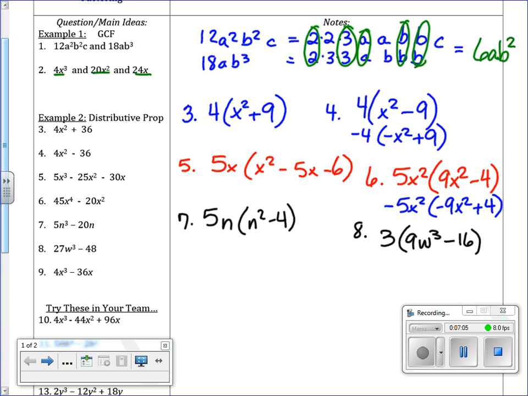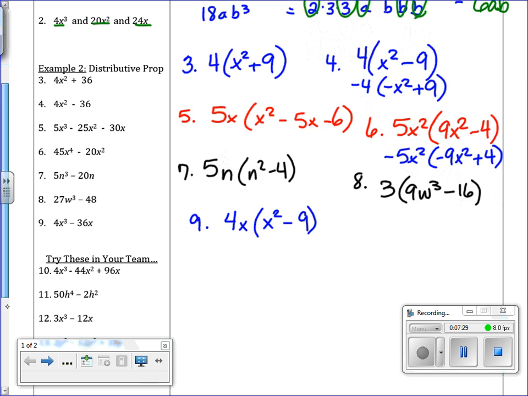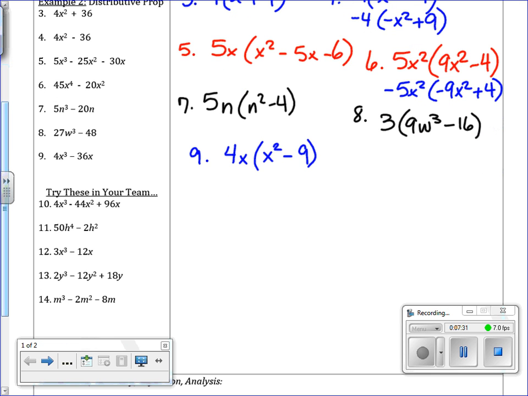Number 9. All right, finally number 9 here. I'm going to pull out a 4x, and I'm going to multiply that to x squared minus 9. All right, go ahead and try to do 10 through 14 on your own. Pause the video and work on 10 through 14.